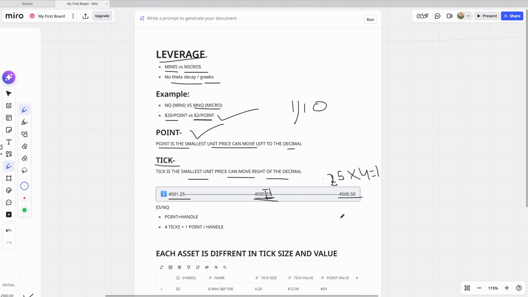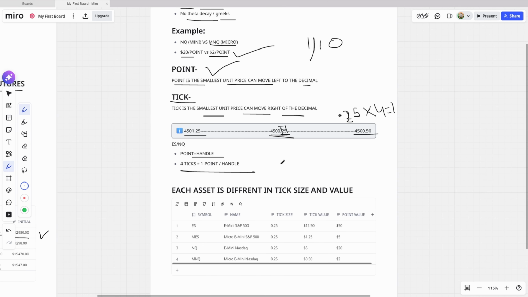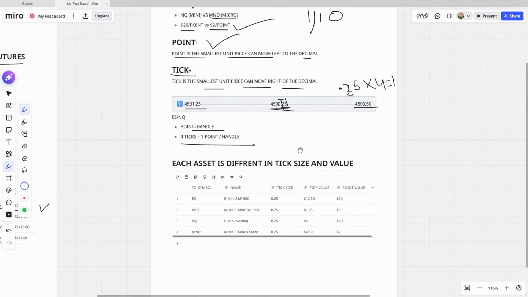Also, 1 point is sometimes referred to as one handle. So if someone says ES moved 10 handles, that means it moved 10 points. Now each instrument has different tick values.